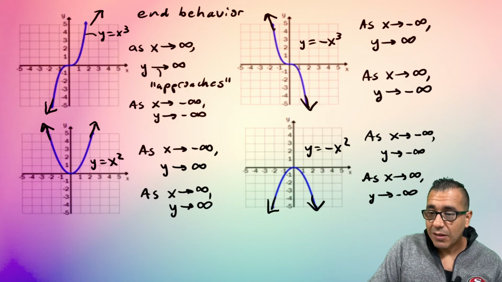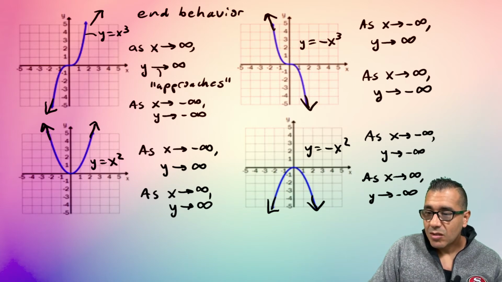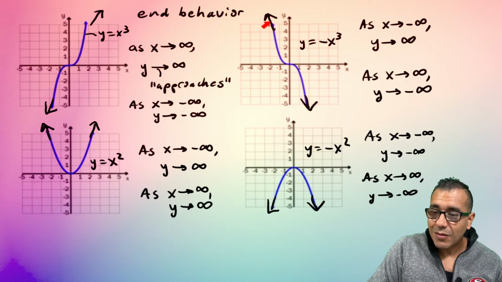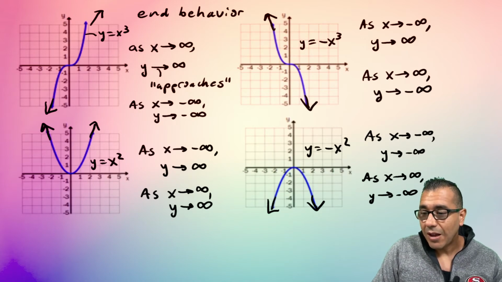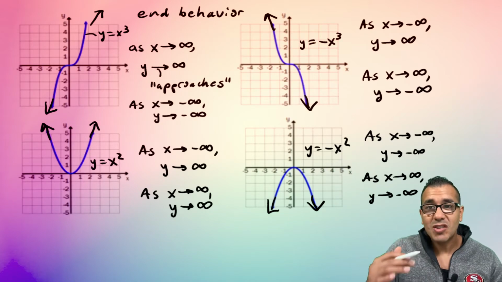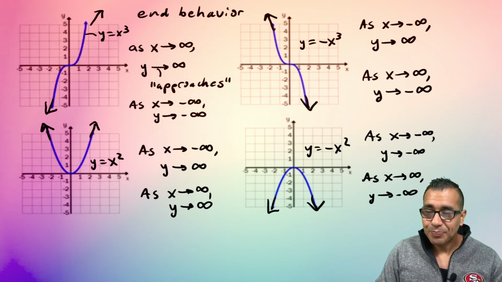Likewise, if I put a negative in front, that graph flips. So as x goes to negative infinity, my height goes to positive infinity, right? So all that means in English is as I go to the left, my graph increases. As I go to the right, my graph decreases. My function decreases, all right?